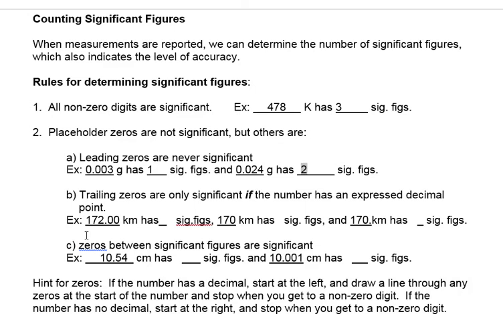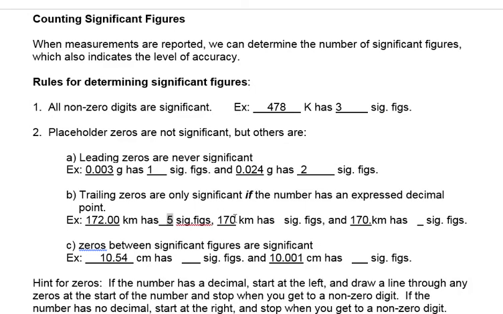Trailing zeros are only significant if the number expressed has a decimal point. So 172.00 kilometers, well, the decimal and then the zeros behind it tell us this is significant down to the nearest hundredth of a kilometer. It's been measured very precisely. So it has 5 significant figures.